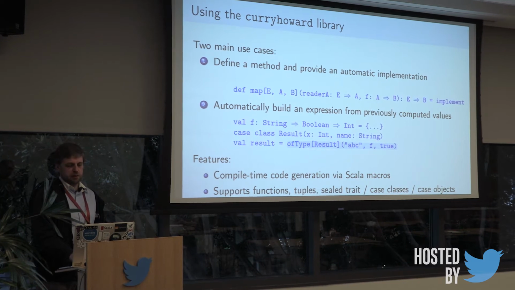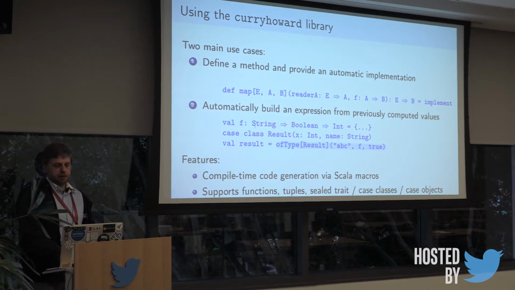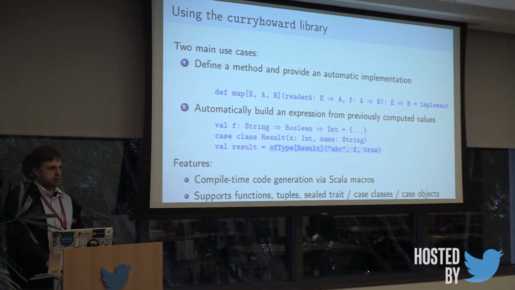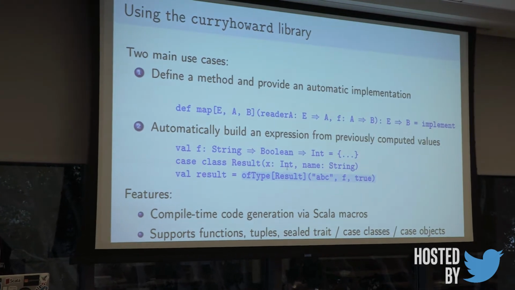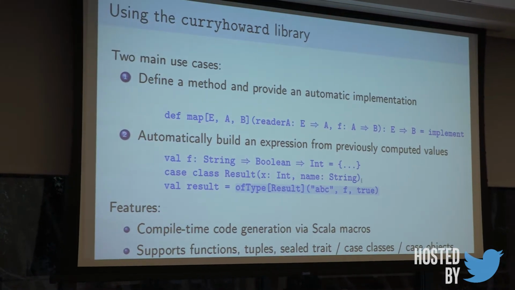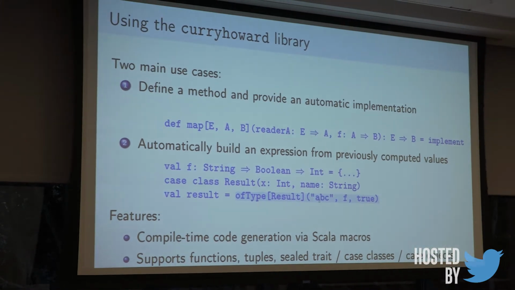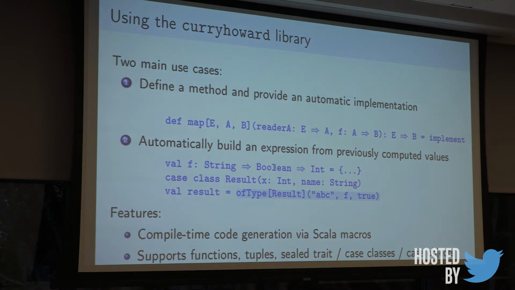So here's an example. I'm given a string ABC. I'm given a function from string boolean to int. And I'm given a true. Can I get a value of type result, which is a case class having an integer and a string inside? You can, because you have a string, and an integer you can get from a string and a boolean, and you have also a boolean.